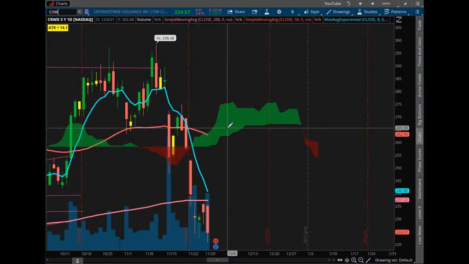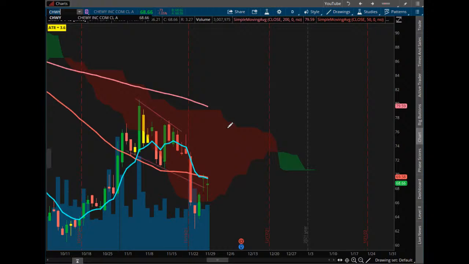And OTAS, what's going on? Facebook, we just looked at it. I hope you're doing great. Let's take a look at Chewy. Kind of hanging in there. A couple dojis here under the ADMA, so we got that going on.